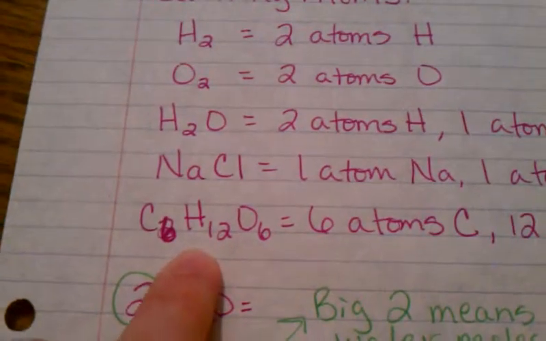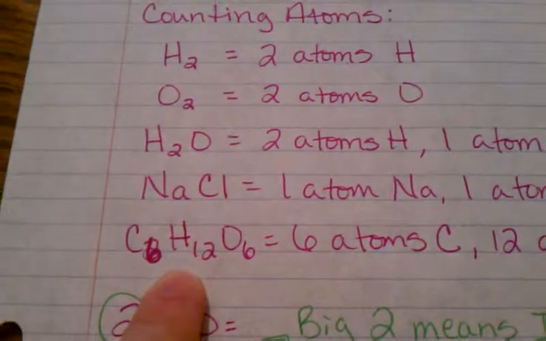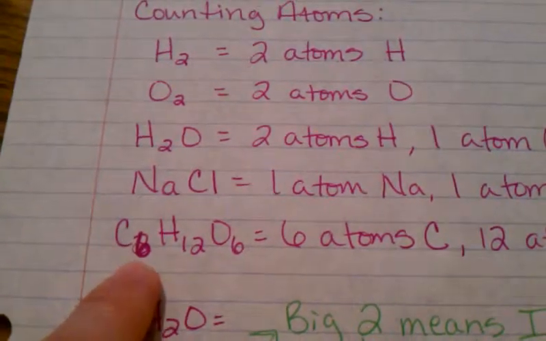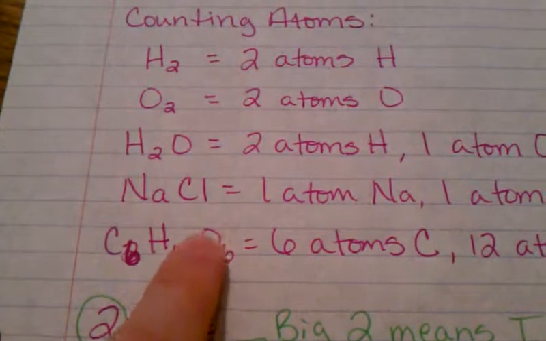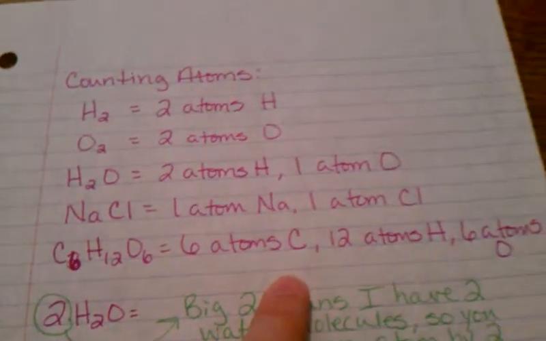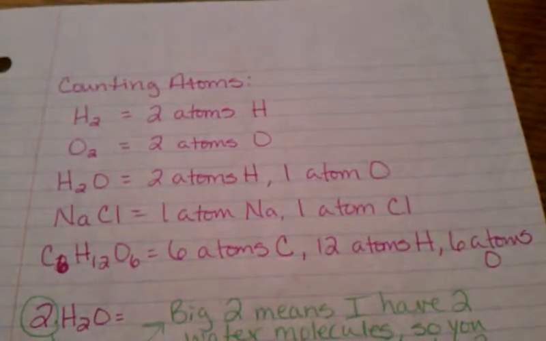And then if I look at this big one, this is the compound for glucose. That's the sugar that's in our fruits and vegetables. And it's C6H12O6. I have 6 atoms of carbon, 12 atoms of hydrogen, and 6 atoms of oxygen.